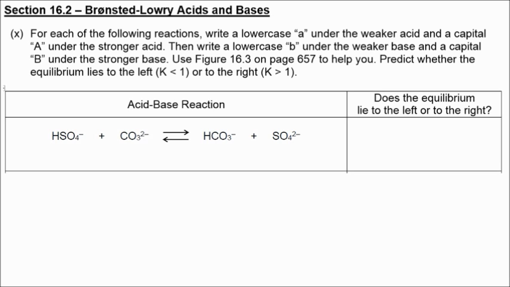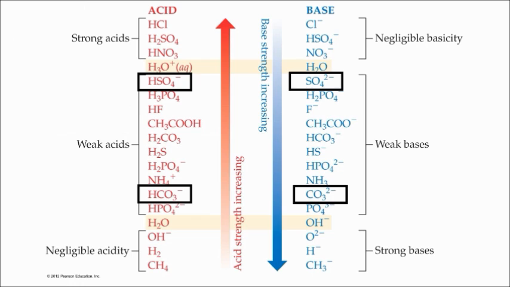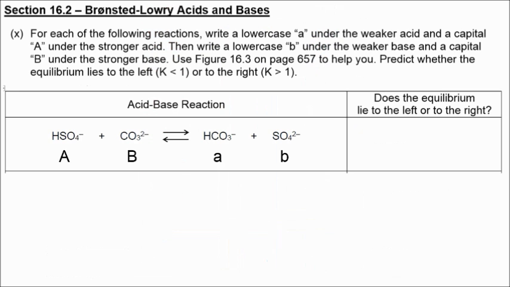So on the left we have an acid HSO4-. On the right we have an acid HCO3-. According to the figure, HSO4-, hydrogen sulfate, is a stronger acid. And then as far as bases are concerned, CO3 2-, carbonate, is a stronger base. So we put a capital A and a capital B under the stronger acid and base. We put a lowercase a and b under the weaker acid and base. The strong acid and strong base will react, and therefore this equilibrium lies to the right.